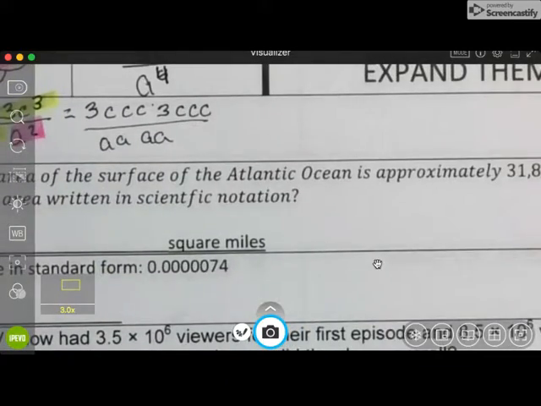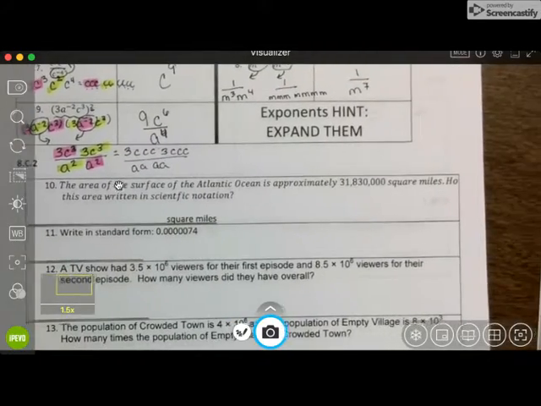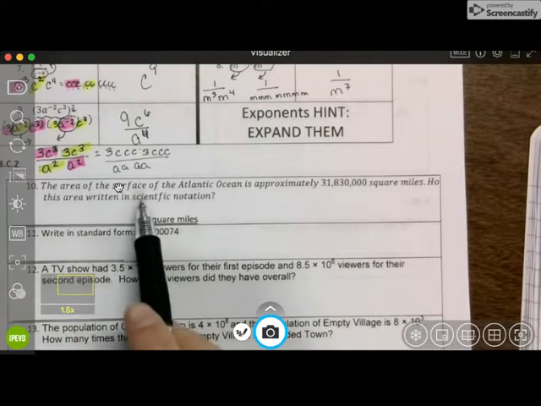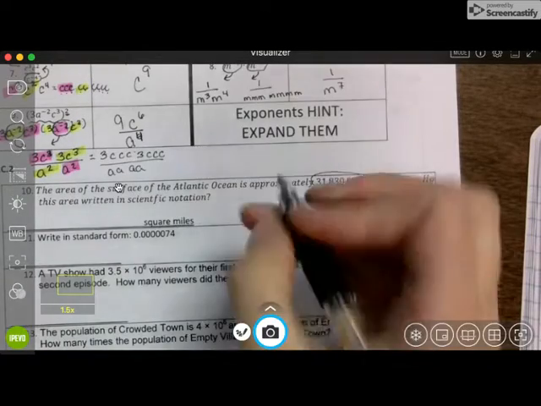All right, so I'm going to zoom this out just a little bit, that way you can kind of see the question. I'll move this over. It may not be super easy to see, but that's okay. So it says the area of the surface of the Atlantic Ocean is approximately 31,830,000 square miles. How is this area written in scientific notation?